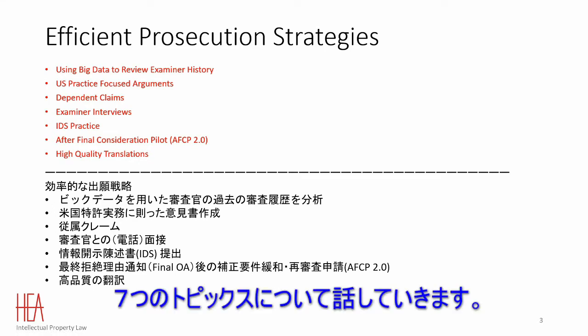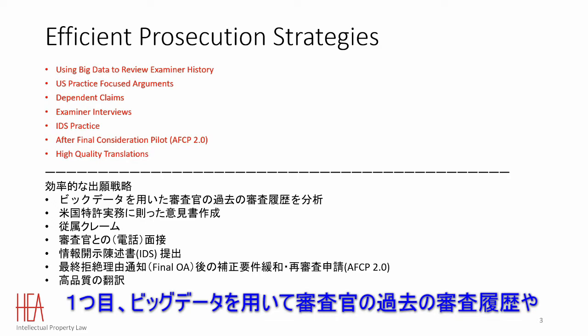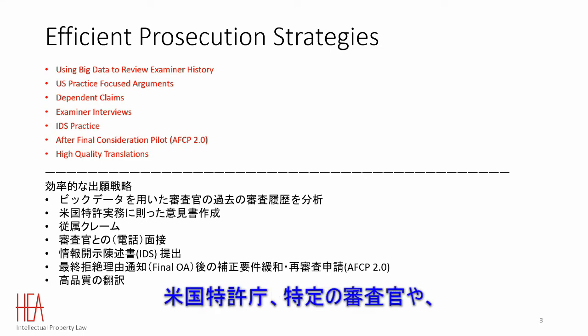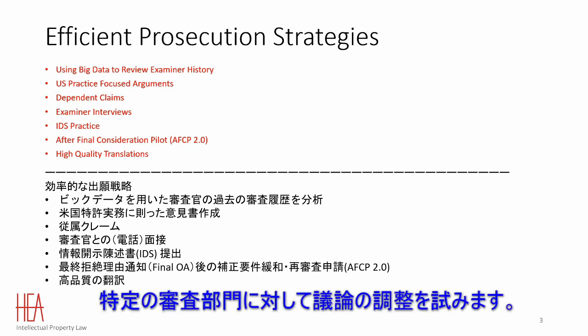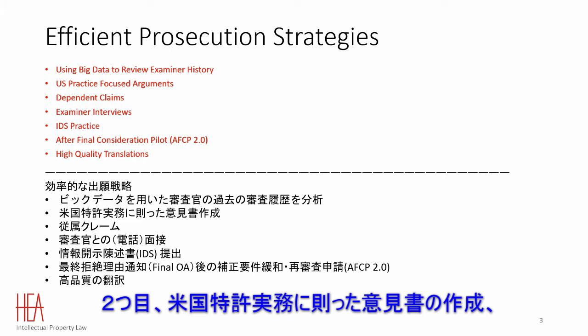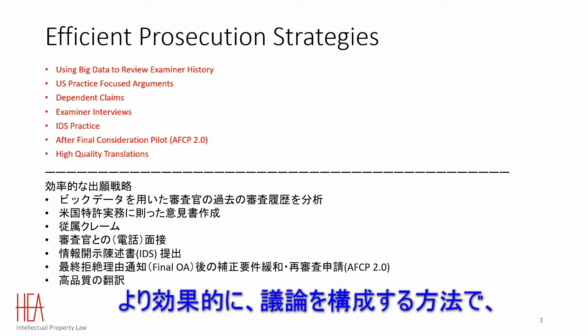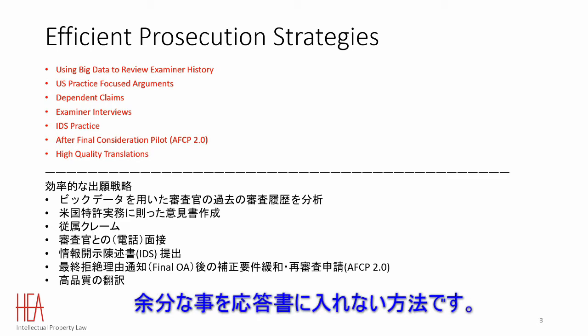So we have 7 topics here. The first topic is using big data to review examiner history, to review the history of the art unit, and to try to tailor arguments to the PTO for a specific examiner or a specific art unit. Next, we'll be discussing U.S. practice-focused arguments. So in other words, how to structure your arguments in order to be more efficient with the examiner and not have a lot of superfluous things in our responses.